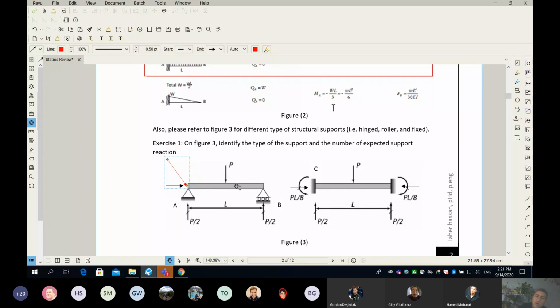So if you look at your door, the hinge, your door can rotate, but it doesn't go in anywhere. So the hinge stops this from movement in X direction, Y direction. However, it does not stop rotation. So your beam can still rotate and deflect this way.